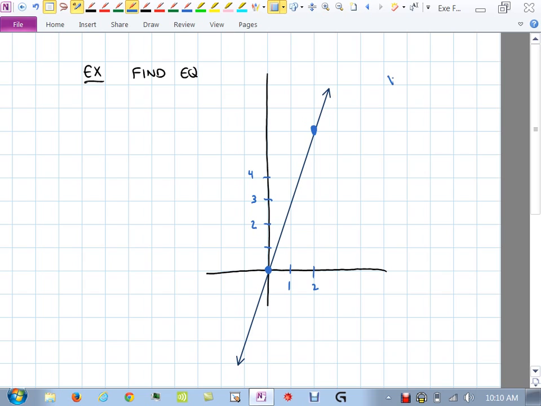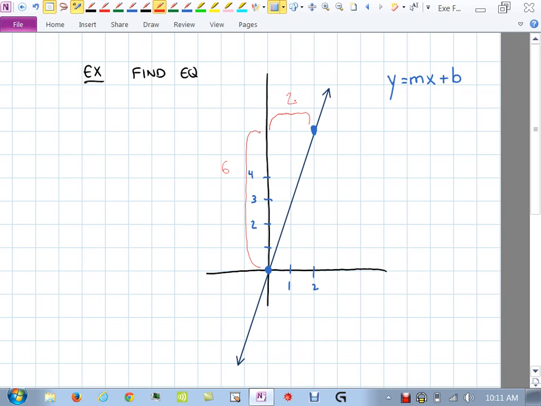Well, we know it has to look like y equals mx plus b, right? Do you know what m is? Yes? What is it? Six over 2. How are you getting that? Rise over run, right? How much do you rise by? All the way up to here, that's 6, right? How much do you run by? 2. 6 divided by 2, right? This is 2 here. Rise and run. Rise divided by run. So 6 divided by 2 is 3. So we know the slope is 3.